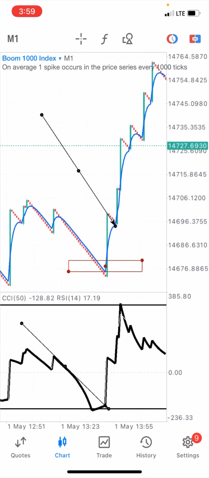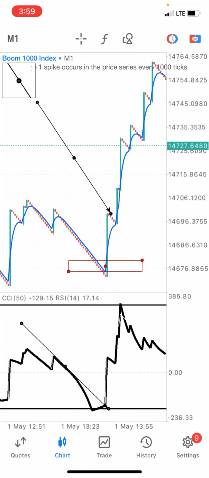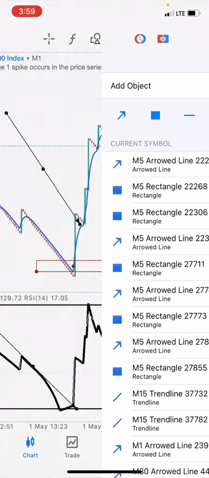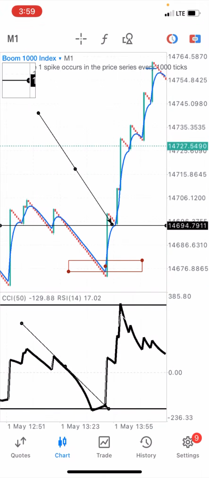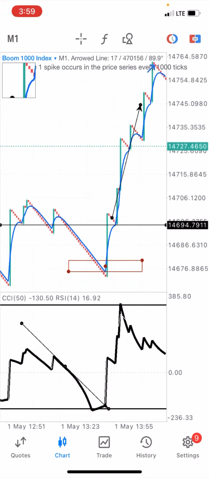Okay, it works 90% of the time. When price comes back to the line, then you should place your entry. Imagine you had placed an entry right at this level, you would be able to catch all of these spikes from that level all the way up.